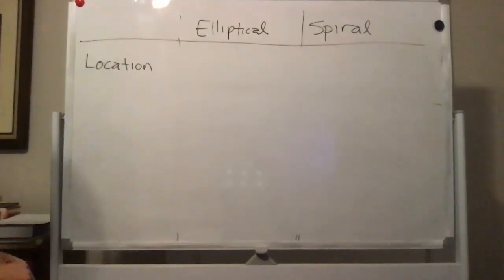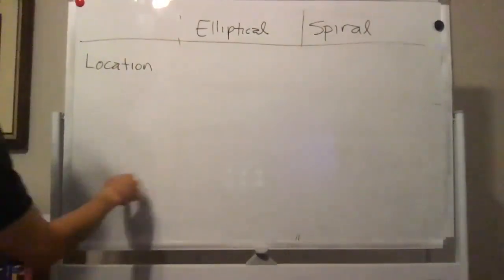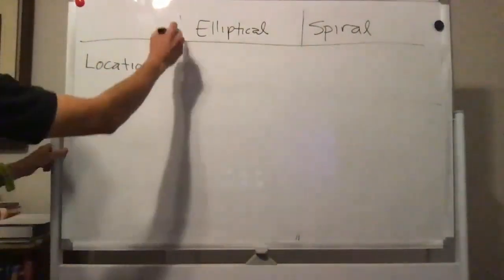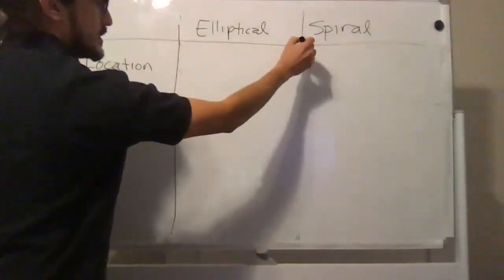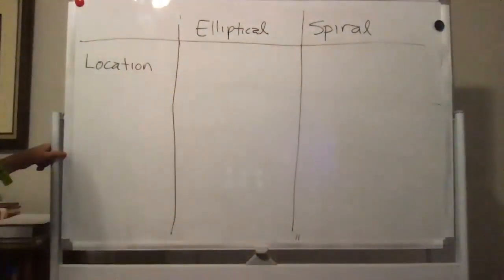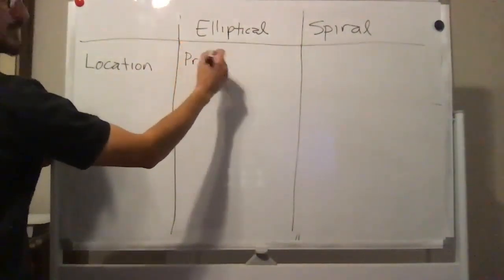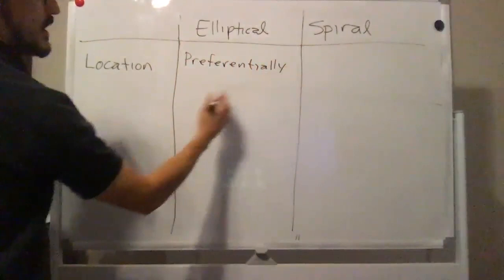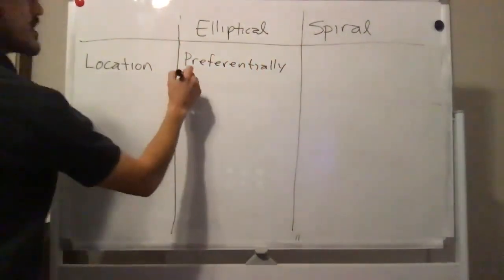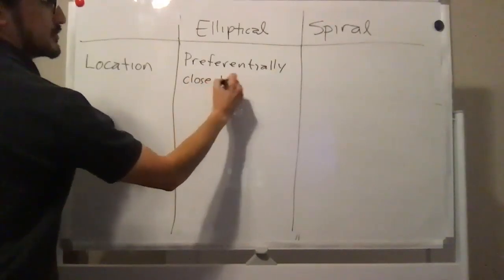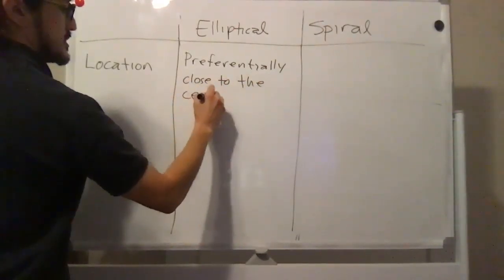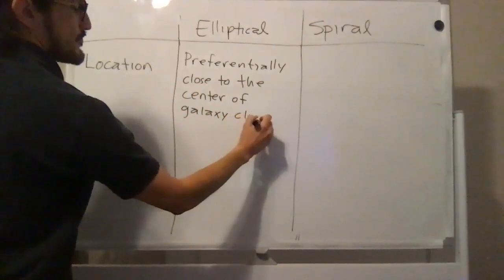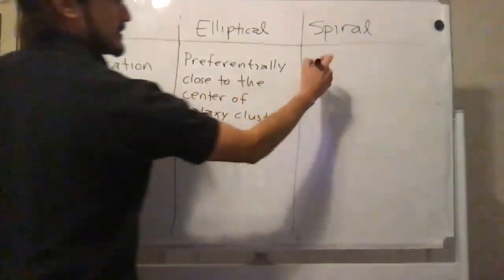And this, I think, tells a lot of the story of why there are such differences between elliptical and spiral galaxies: their location. So elliptical galaxies are, not always, but most of the time, close to the center of galaxy clusters. And spiral galaxies are preferentially away.